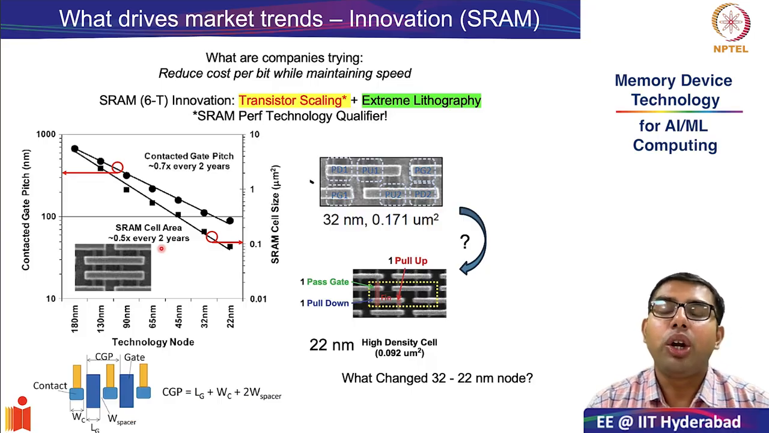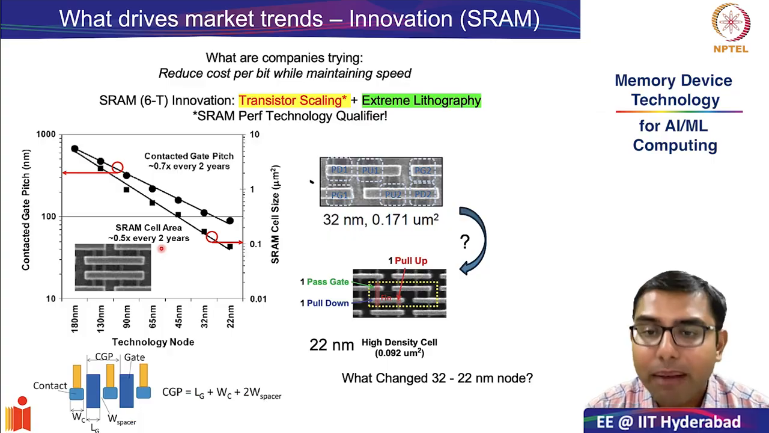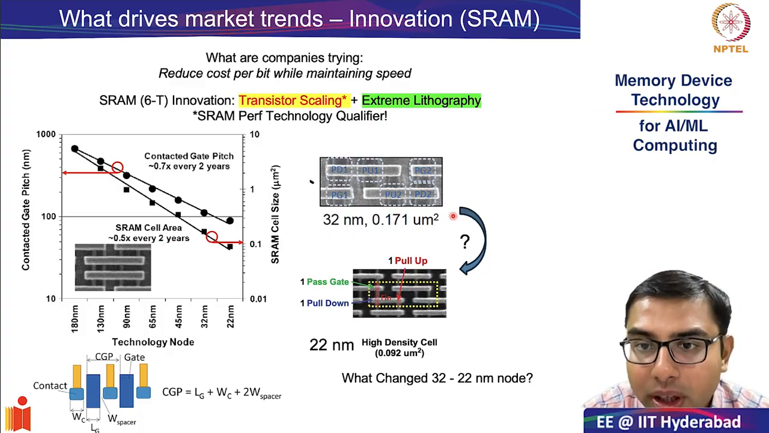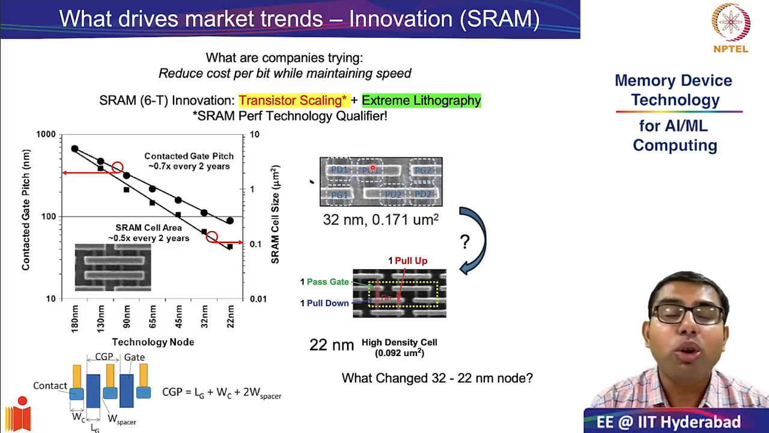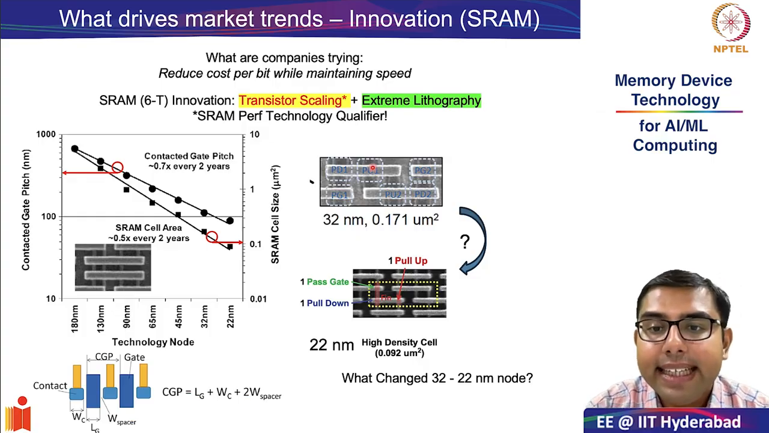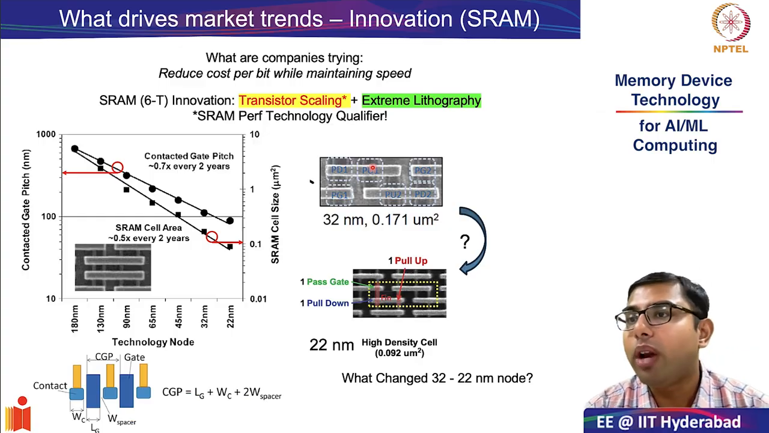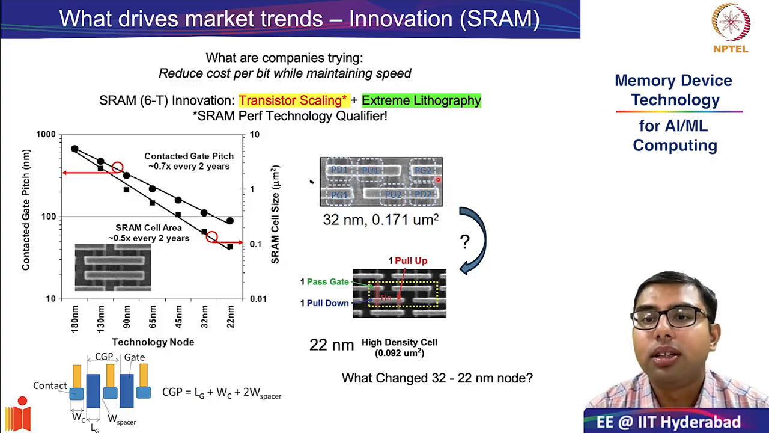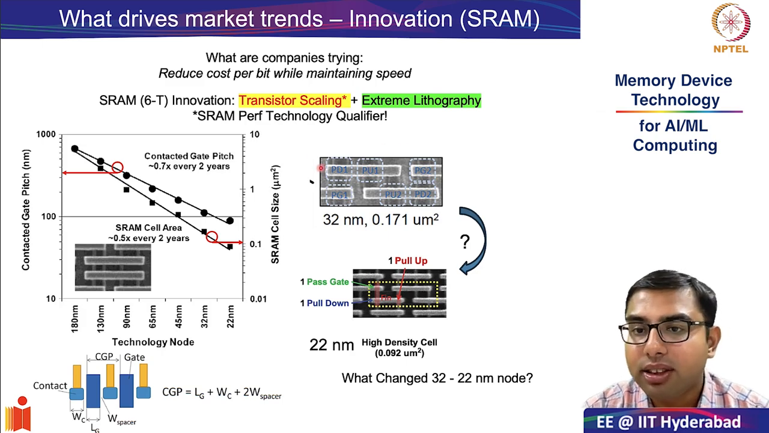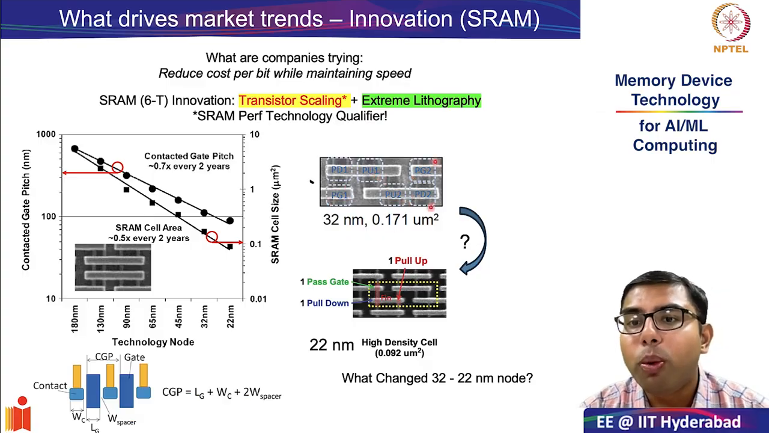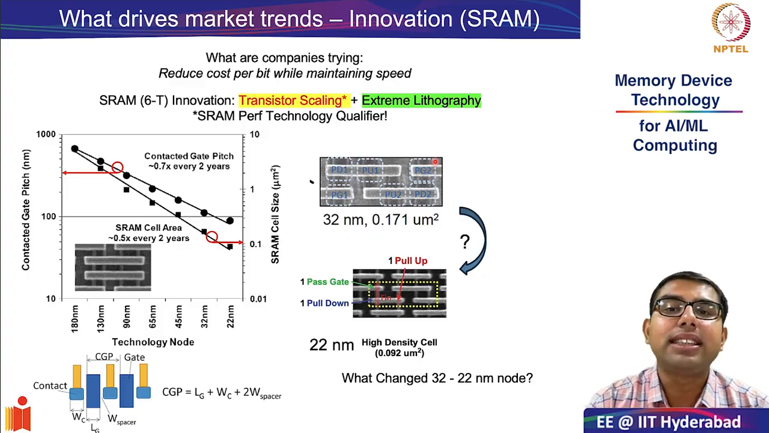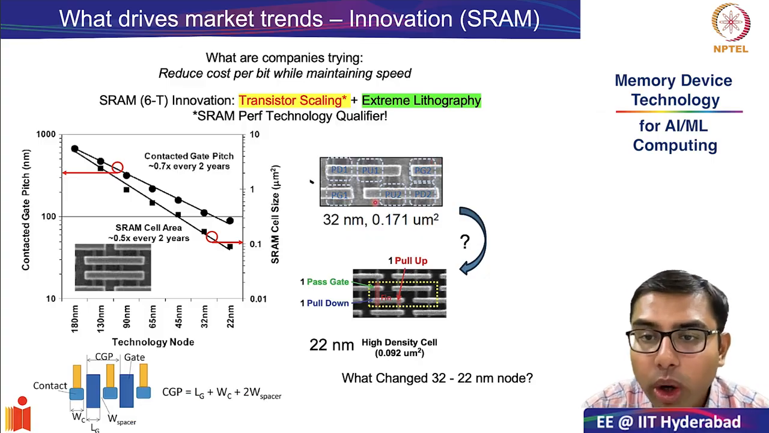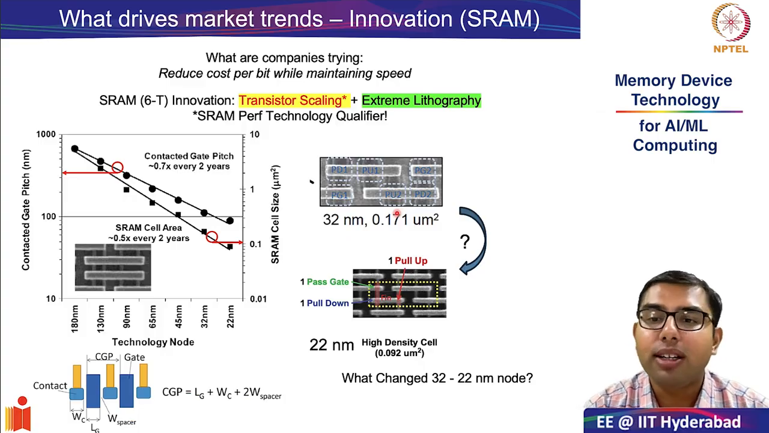Here, I would want to illustrate this with another example. On the top, we see the footprint of the SRAM cell in the 32 nanometer node. It was roughly 0.71 micrometer square. So to implement one SRAM cell of 6 transistors, you can see the 6 transistors over here, you have 2 pull-up transistors, 2 pull-down transistors, and 2 access or pass gate transistors, you required roughly 0.71 micrometer square.